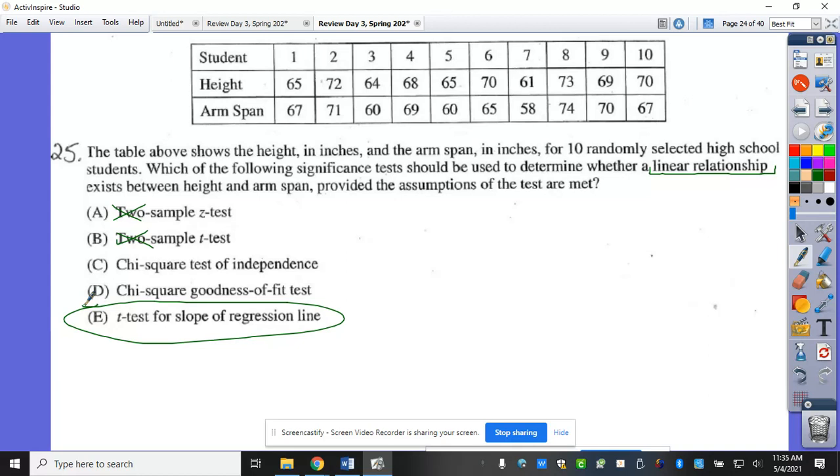Chi-square goodness of fit is going to be 1 variable in different categories. We've got 2 variables up here. We've got height and we've got arm span. So it's definitely not going to be chi-squared.